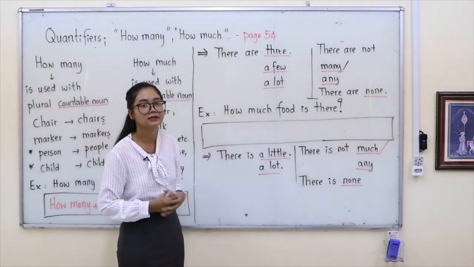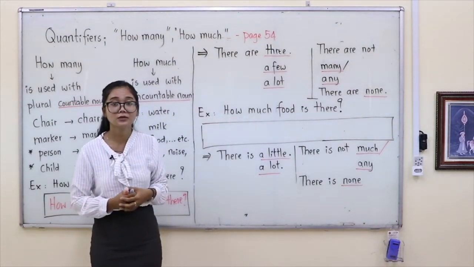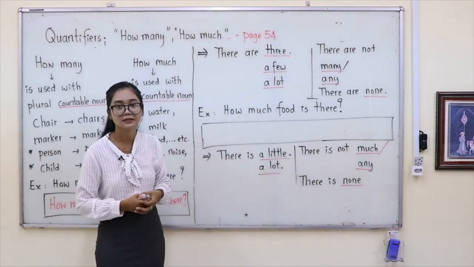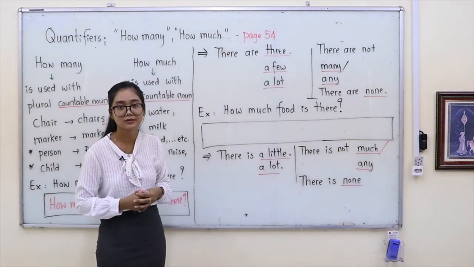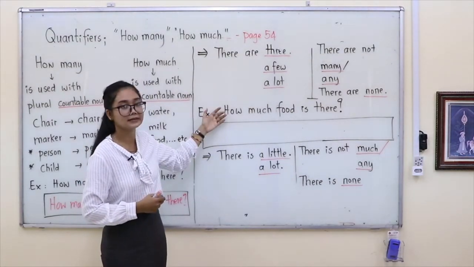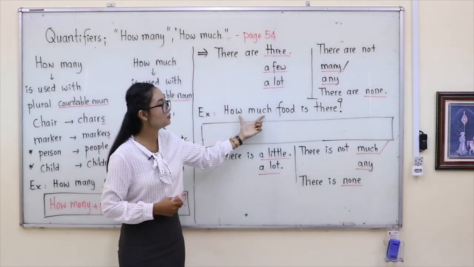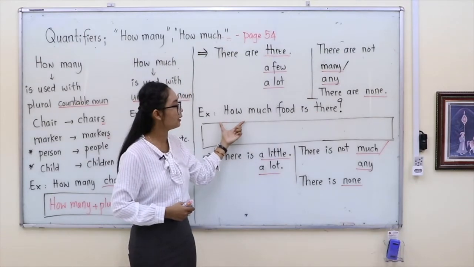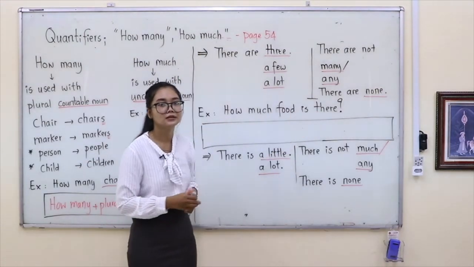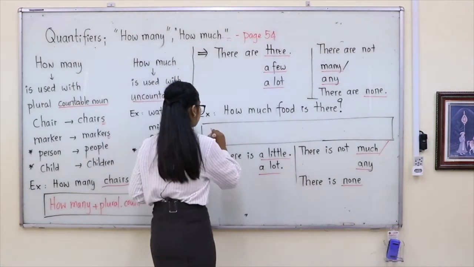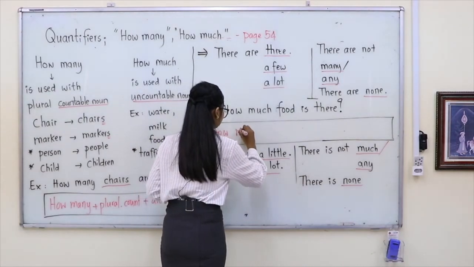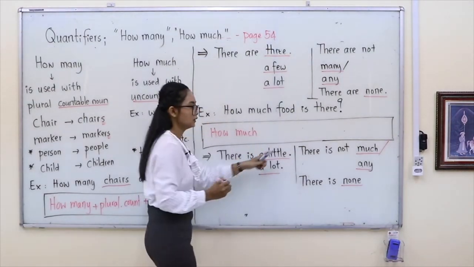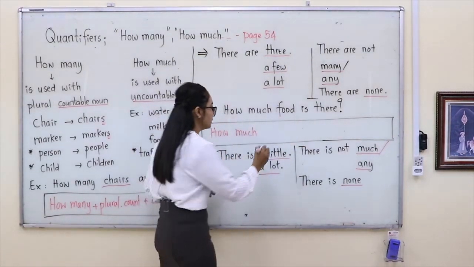How much? Do you remember when we use how much? We use it with uncountable nouns. Let's take a look at an example here. How much food is there? So we got the word how much. Food is the uncountable noun.